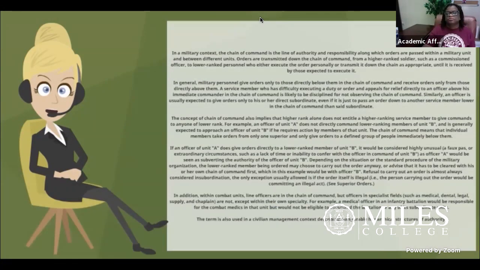The concept of chain of command also implies that higher rank alone does not entitle a higher ranking service member to give commands to anyone of lower rank. For example, an officer of Unit A does not directly command lower ranking members of Unit B, and is generally expected to approach an officer of Unit B if he requires action by members of that unit. The chain of command means that individual members take orders from only one superior and only give orders to a defined group of people immediately below them. If an officer of Unit A does give orders directly to a lower ranked member of Unit B, it would be considered highly unusual, a faux pas, or extraordinary.